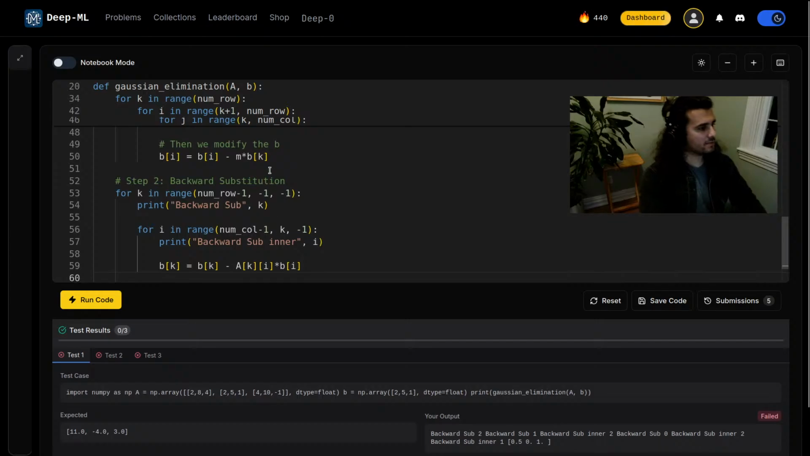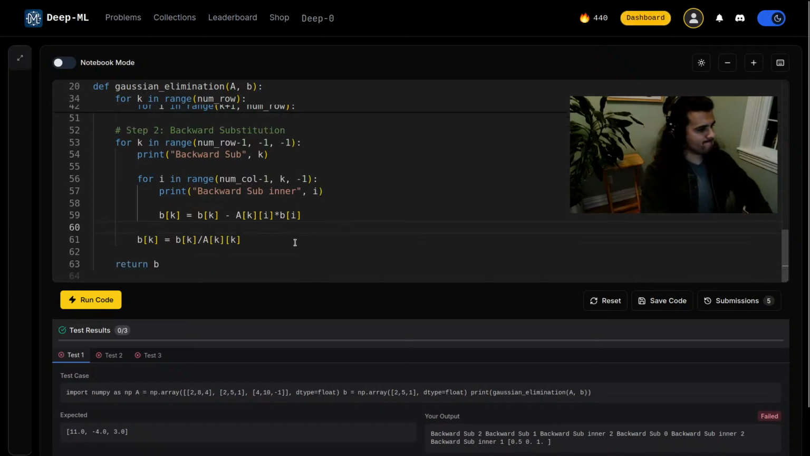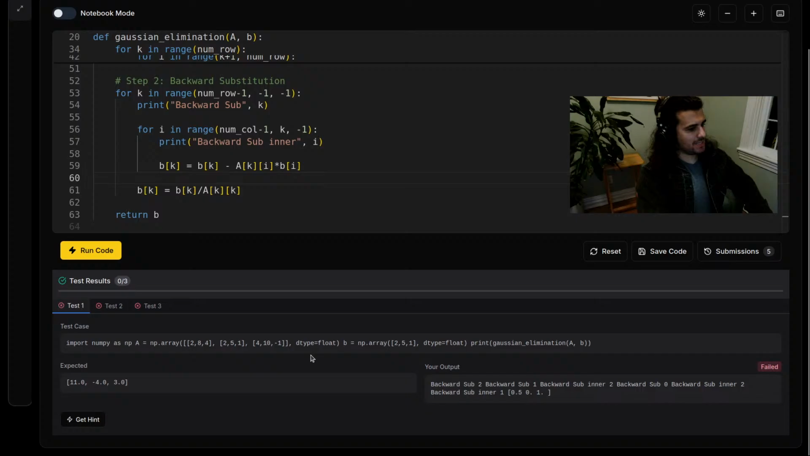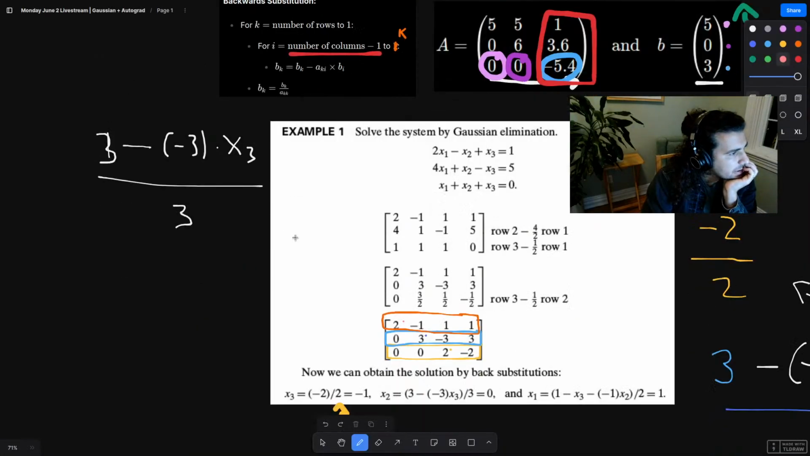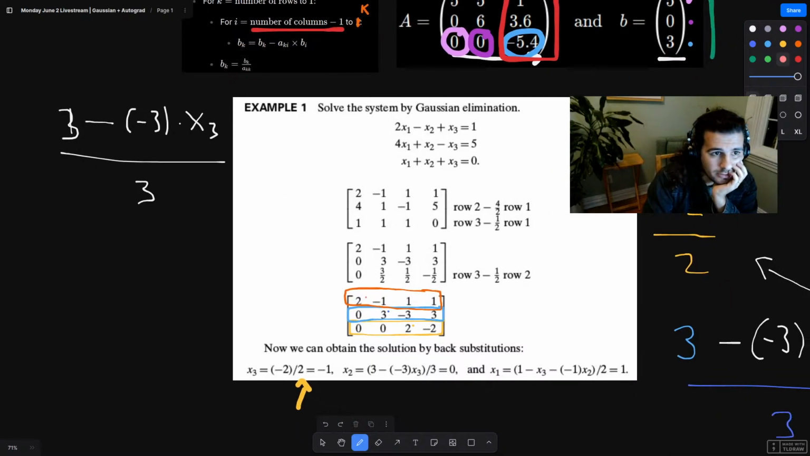Yeah, I feel like this part is slightly messed up. There's something that I'm not doing properly, and I think it has to do with me not understanding this literal algorithm over here.